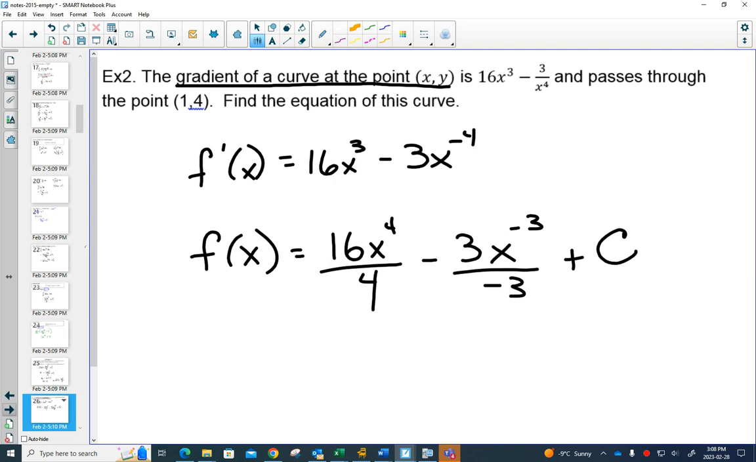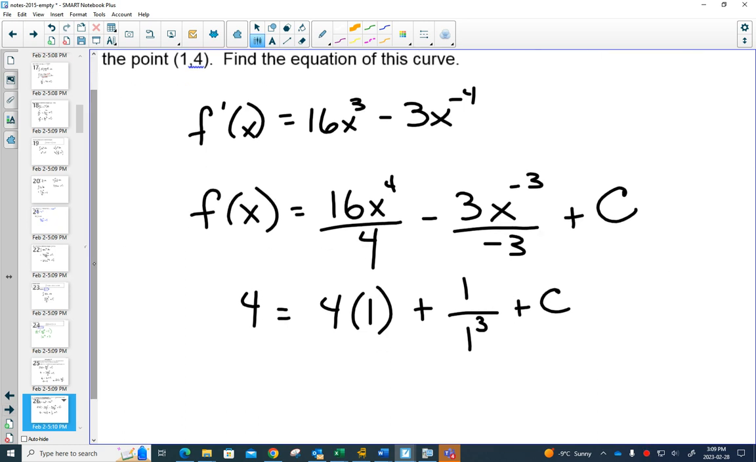So reading the question, a gradient of a curve, blah, blah, blah, and passes through. So it's talking about the curve. That point is on my curve. It's on my original function, so I can plug in 4 for y and 1 for x.